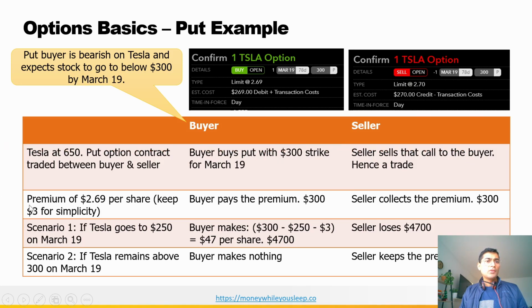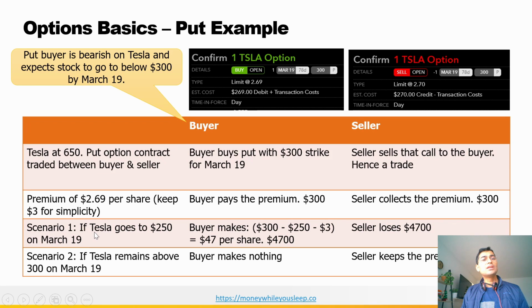So the premium of $2.69 per share is what we are seeing in this particular trade. Hence the buyer is going to pay that premium, and for the sake of simplicity, let's just keep $3 per share rather than 2.69, and the seller is collecting a premium of $300. So what's going to happen on March 19th?